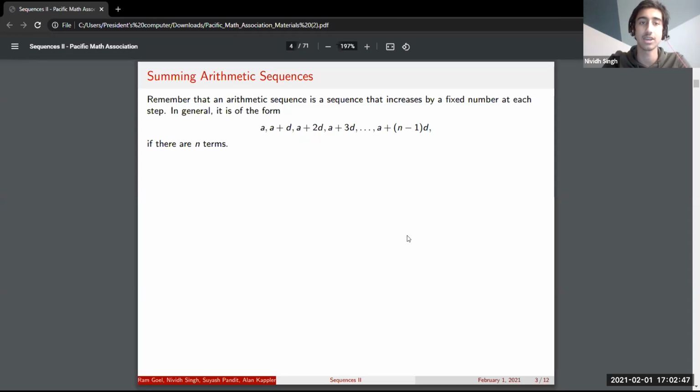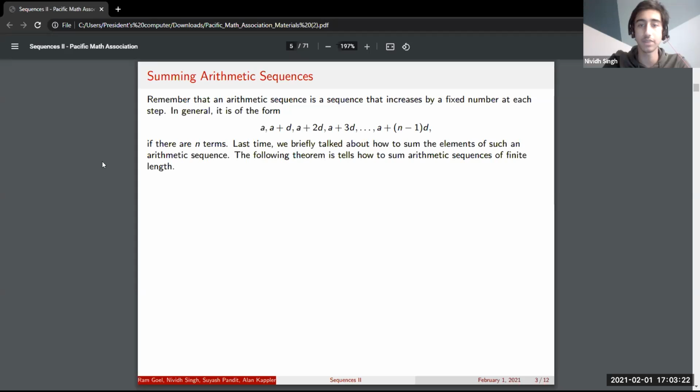We briefly went over this last time, but the first thing we're going to be talking about today is summing arithmetic sequences. If you remember from last time, an arithmetic sequence is a sequence that increases by a fixed number at each step. The general form is a, a plus d, a plus 2d, and so on, all the way to a plus (n minus 1)d, where a is the first term, d is the common difference, and n is the number of terms.